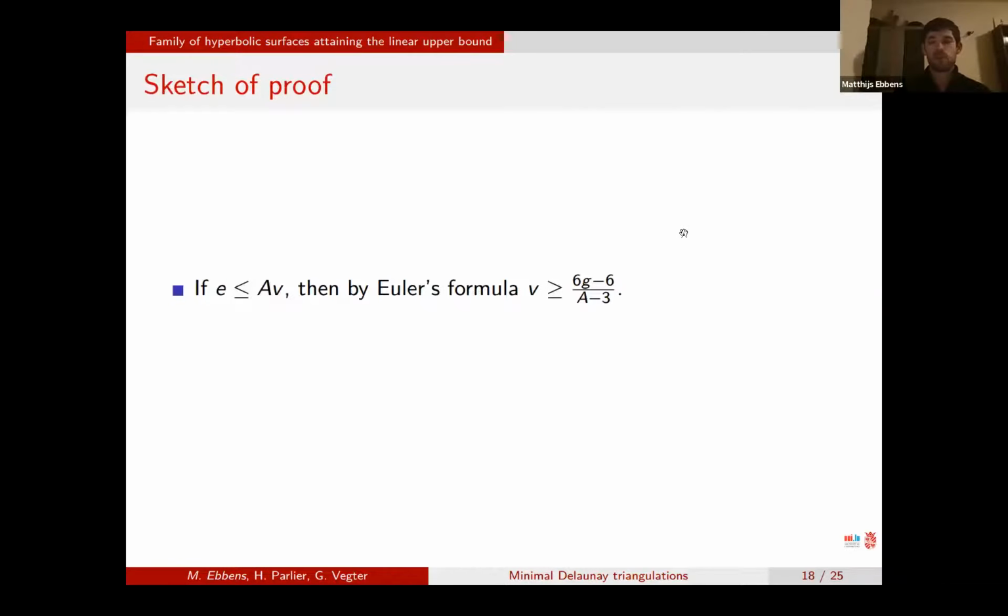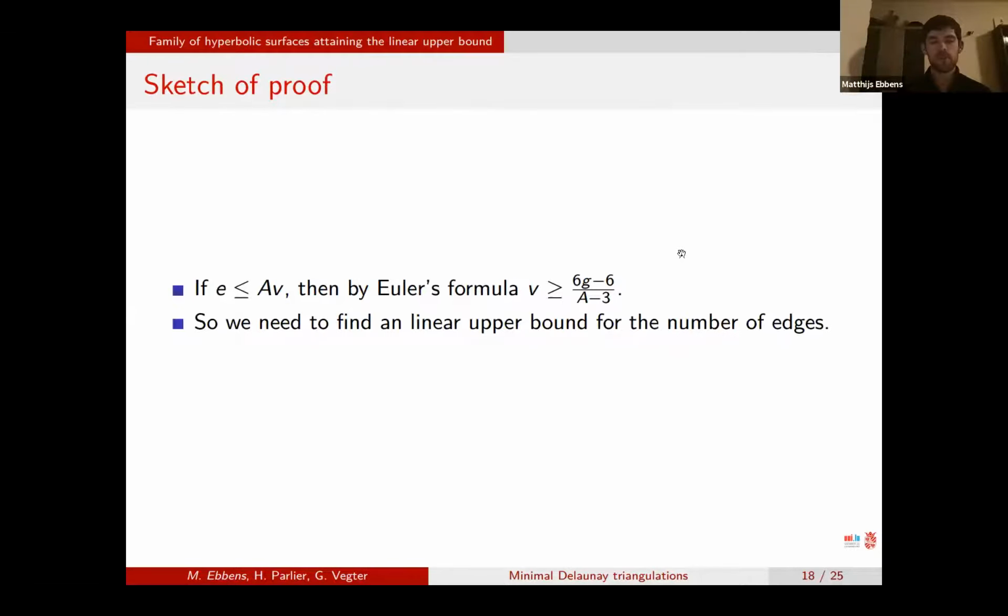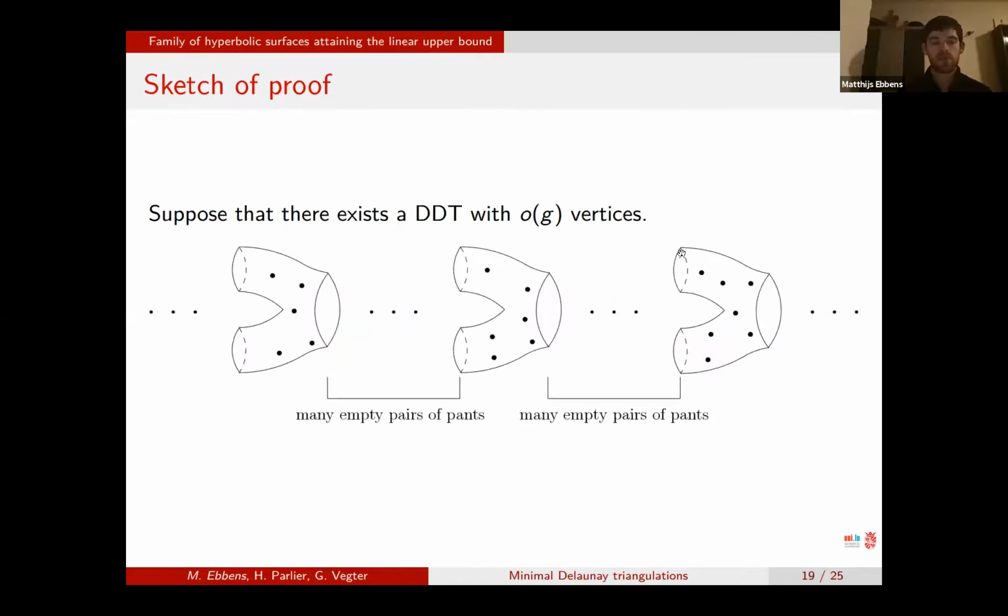So I'm just going to give a sketch of the proof. If we can show that the number of edges is at most linear in terms of the number of vertices, then Euler's formula shows that the number of vertices has a linear lower bound in terms of the genus. So that means we need to find a linear upper bound for the number of edges.